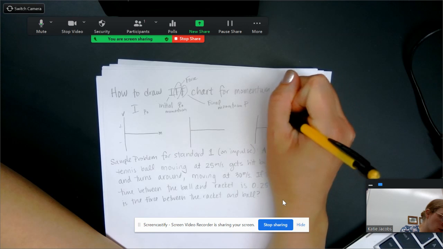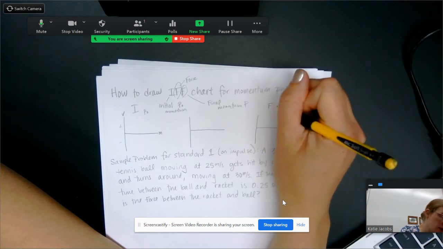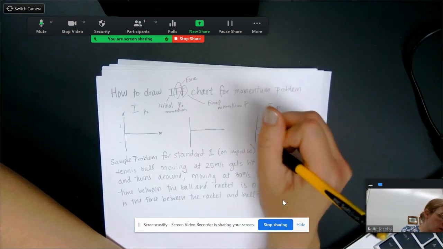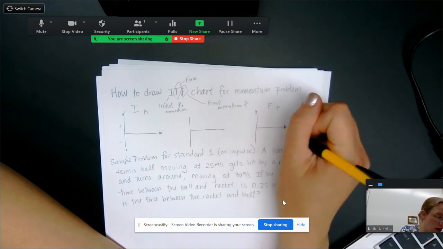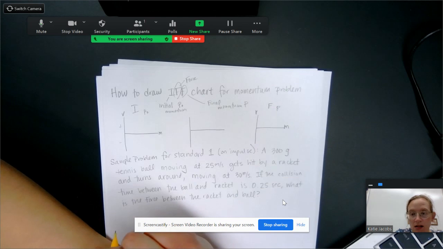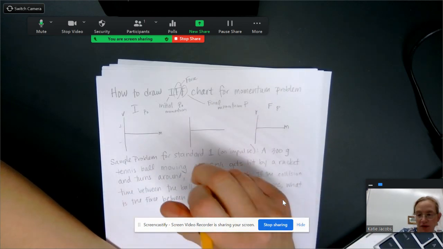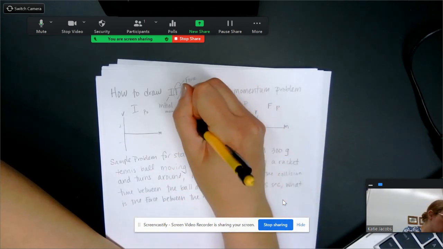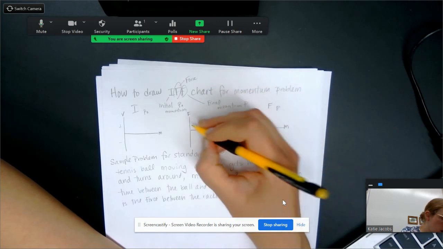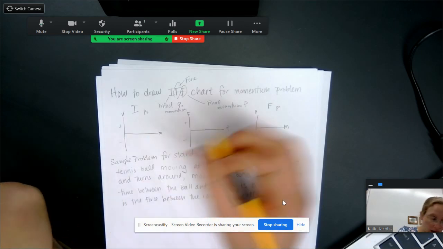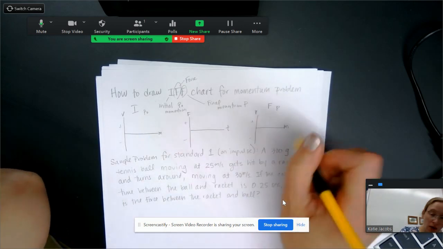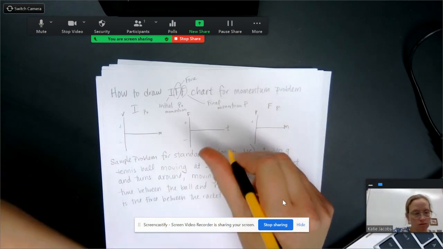The last one is also a momentum graph, P final. So that's going to be velocity on the y-axis again, and mass on the x-axis. The middle graph is the force graph, and it's a force versus time graph. But again, the force could be positive to the right or negative to the left. So basically there's three graphs that we're going to be filling in.